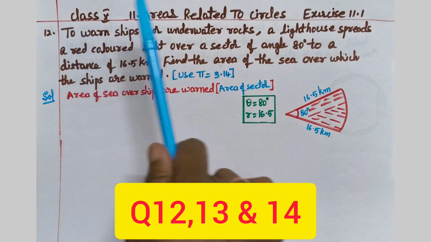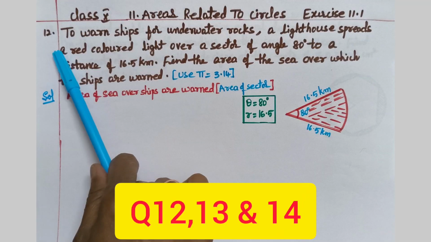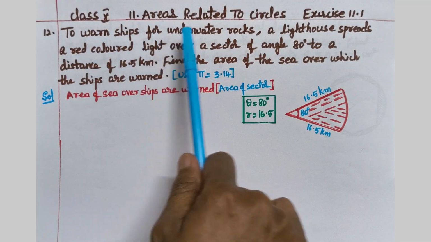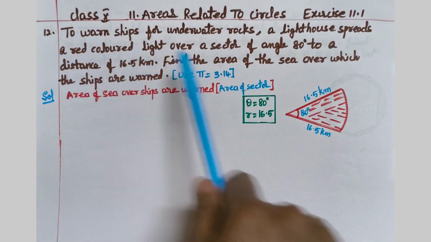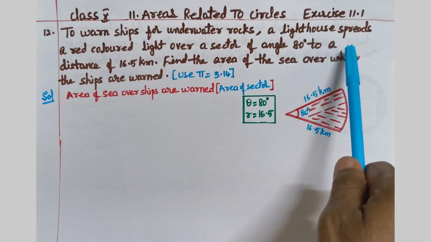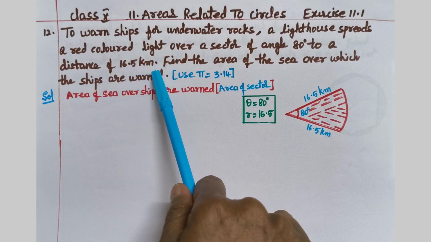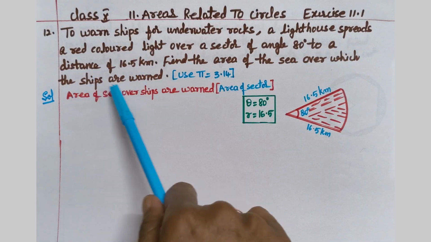Today we will do class 10, 11th chapter, Areas Related to Circles, exercise 11.1, 12th question. Two army ships are warned of underwater rocks. The lighthouse spreads a red color light over a sector of angle 80 degrees to a distance of 16.5 kilometers. Find the area of the sea over which the ships are warned.